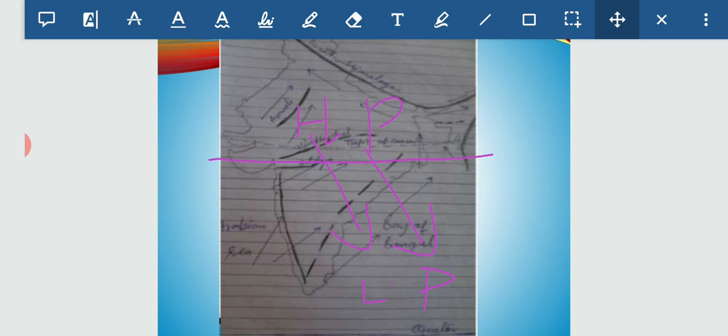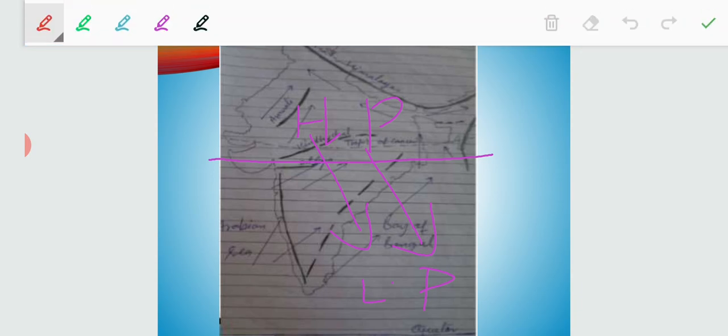Now one more thing is there. You can see that this is the part of our country which has a coastal location, and this is the part where the interior part is. One is the coastal location and another one is the interior part.